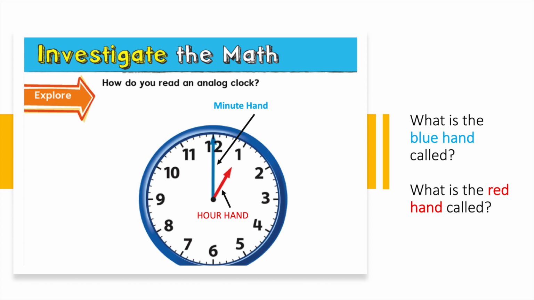So when we're saying a clock, that means that the blue hand is pointing to the 12. The little hand, or the red hand, is the one that's telling us the hour. So if we look at the red hand, it's pointing to the 1, and the minute hand is pointing to the 12. When the minute hand points to the 12, we say o'clock. So what time is the clock showing? 1 o'clock.